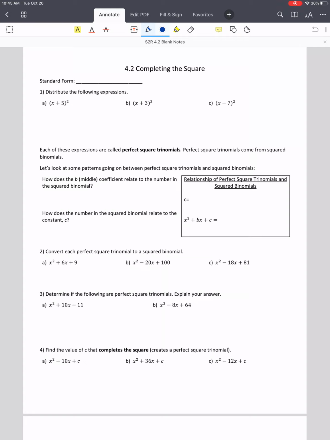And a and b just represent coefficients. Remember, a coefficient is a number in front of a variable, and c is going to represent our constant, or a number without a variable.